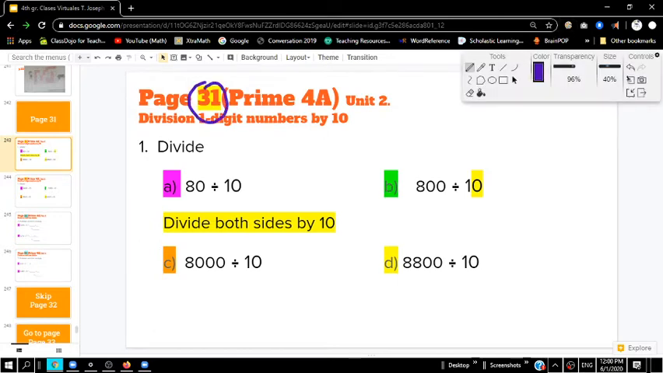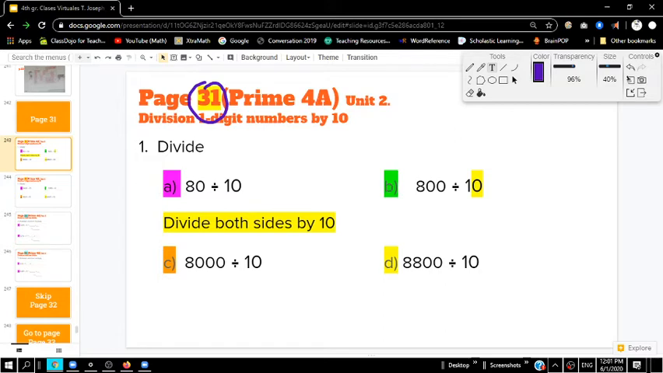On page 31, it says divide by 10. We're going to be dividing by 10 with all of these numbers. Now, when we divide by 10, we are basically trying to find if our decimal point moves over, and it's going to be moving over every single time, okay? It's going to be moving over to the left and making the number smaller.